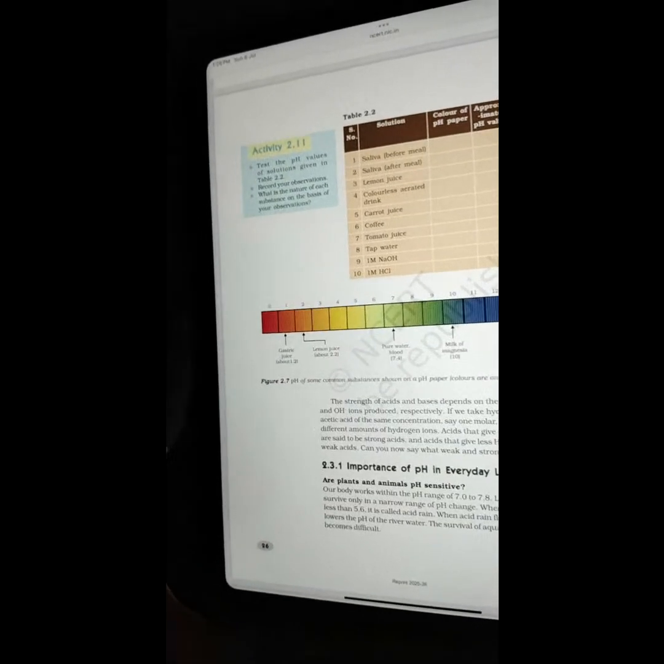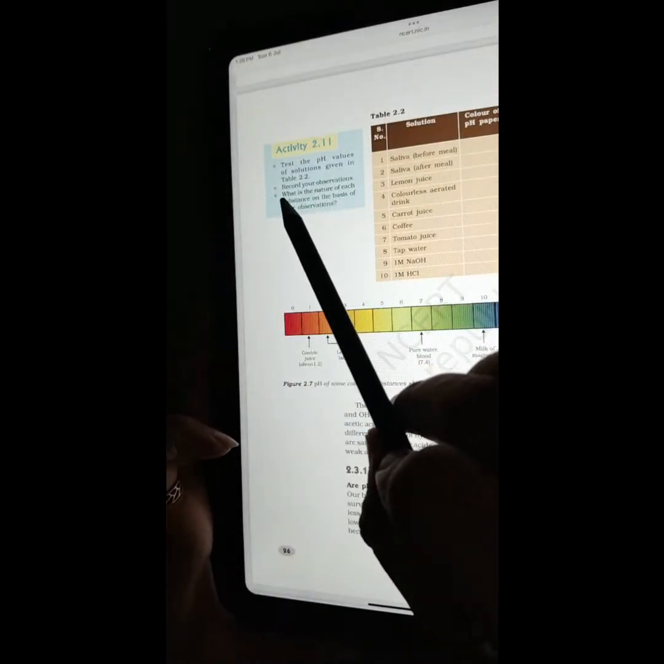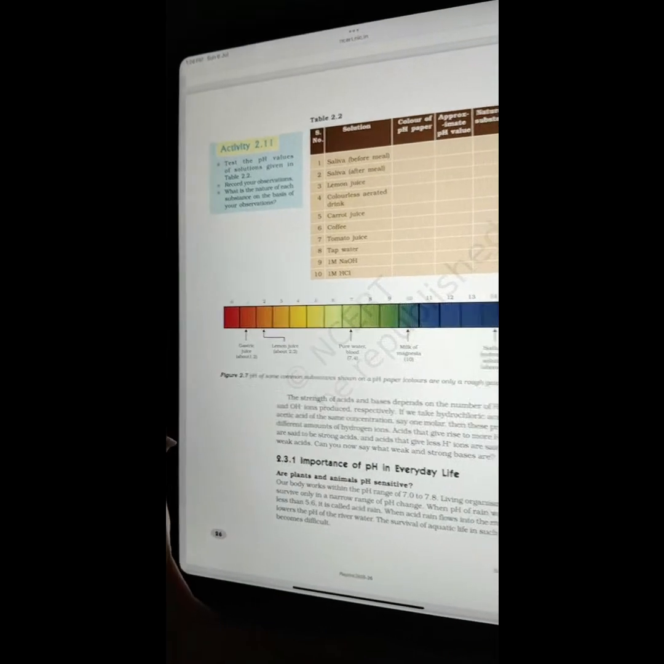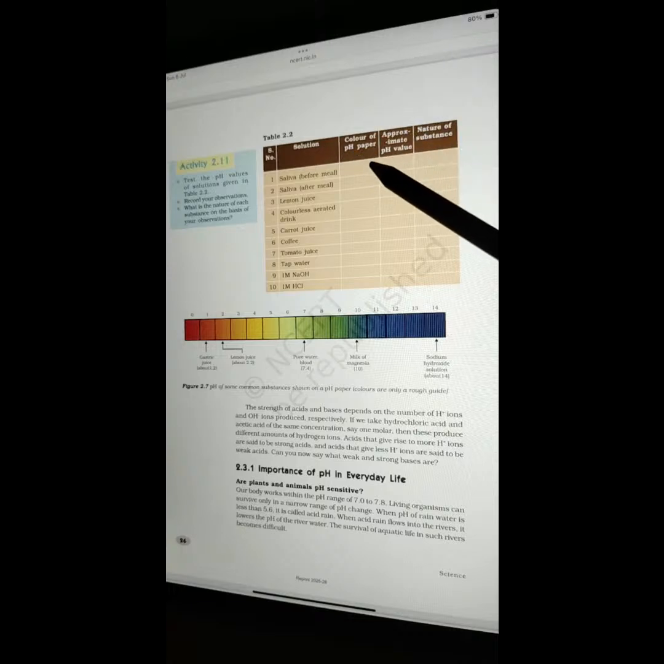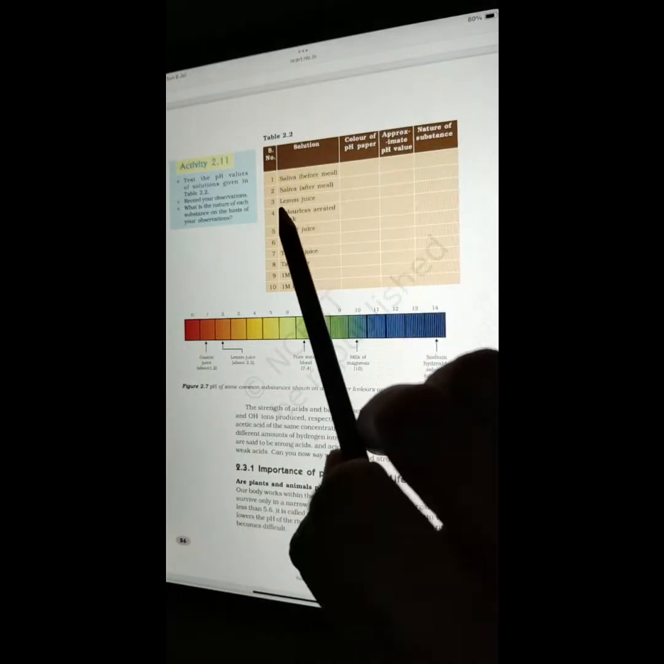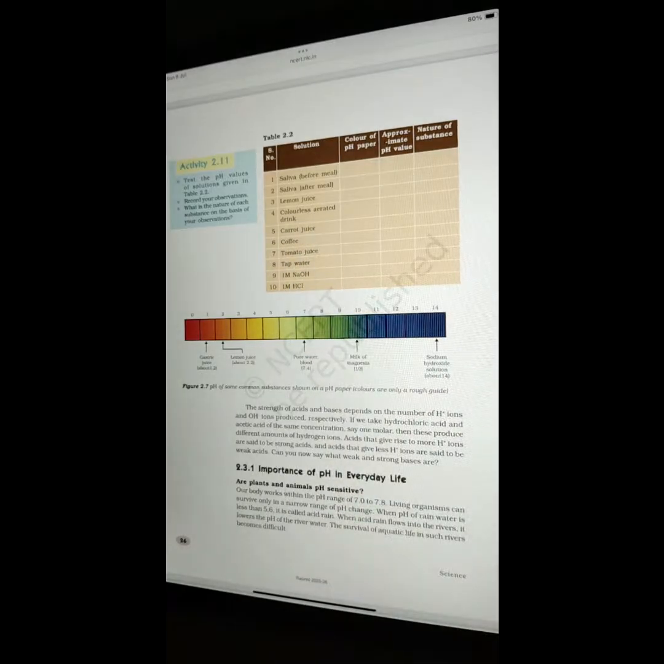Next page. Activity 2.1, test the pH values of solutions given in table 2.2. Record your observations. What is the nature of each substance on the basis of your observations? So in this table, you are being given 10 solutions. You need to test them: color of the pH paper, approximate pH value, and nature of substance. The substances that are given to you are saliva before meal, saliva after meal, lemon juice, colorless aerated drink, carrot juice, coffee, tomato juice, tap water, 1 molar NaOH, 1 molar HCl.